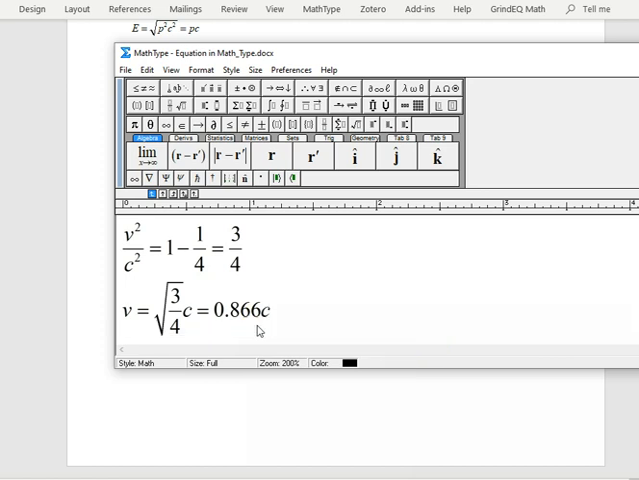It's usually better to write velocities in terms of some decimal times the speed of light. That gives you a better idea of the velocity. If you were to put in 3 times 10 to the 8 meters per second for c here, you wouldn't have a good idea of what fraction of the speed of light that was.